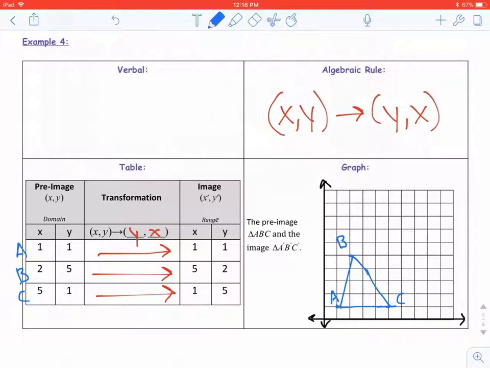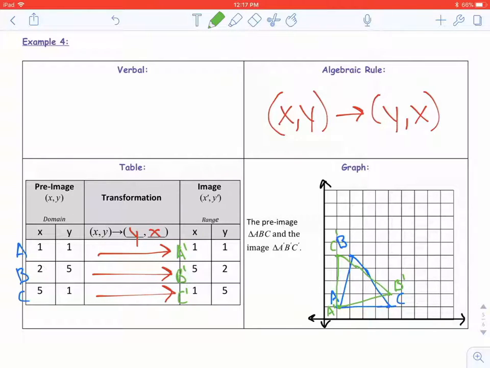And then let's graph the image points in green. So we have A prime, B prime, C prime. So A prime is 1, 1. B prime is 5, 2. So 1, 2, 3, 4, 5, 2. So A prime and A are in the same spot. And then C prime is at 1, 5. So let me connect the green one, my image.